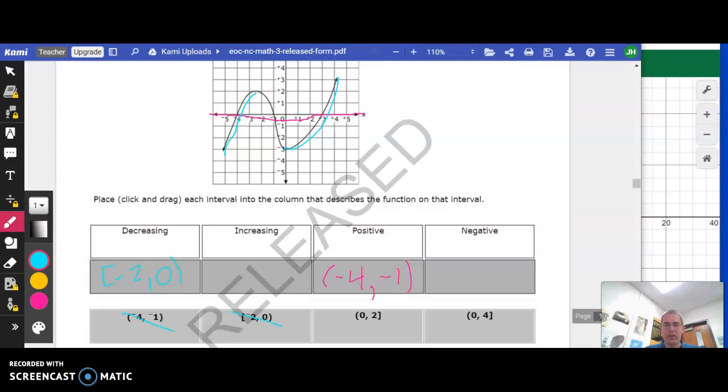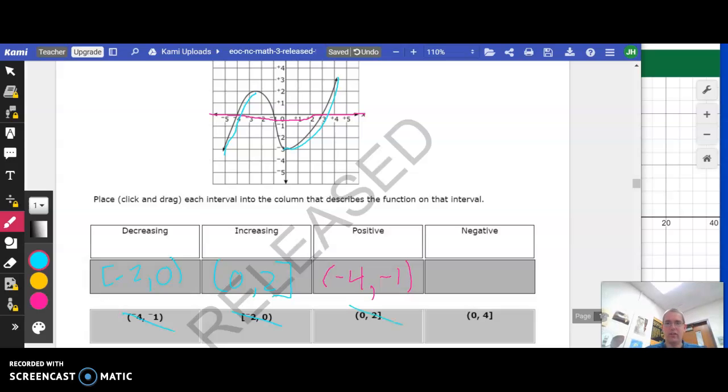And on your test, you'll actually drag these into the right place. And then on the next one, let's see. I'm still looking for an increasing, so is it increasing between 0 and 2? Well, when x is 0 to x is 2, the graph does seem to be increasing, so that seems like a good answer there.